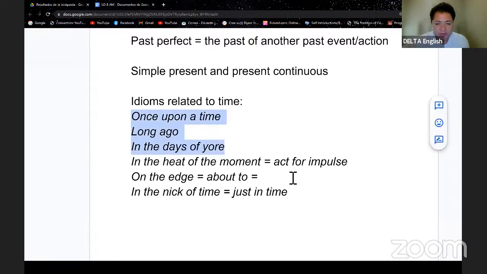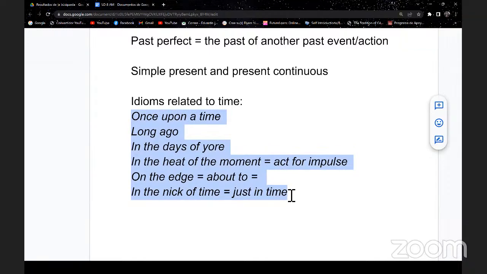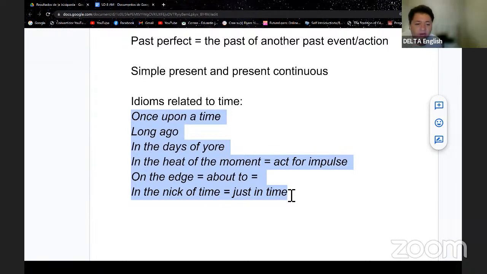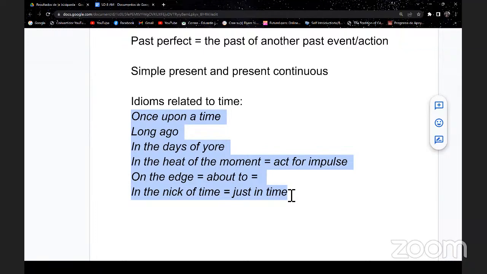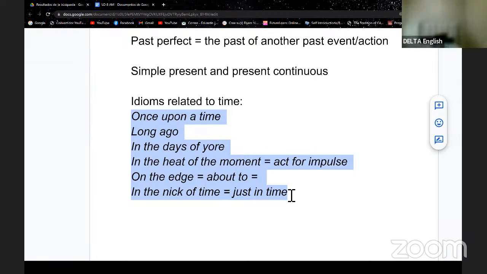Any questions about this? Something wasn't clear about these idioms related to time? I don't understand, teacher, on the edge. On the edge? Yes. About to. It's like a punto de. It's just a synonym. Okay. On the edge. Okay. Yeah.